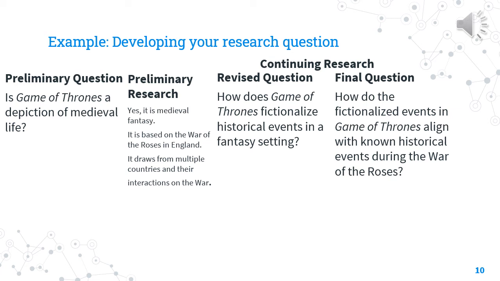After exploring a variety of sources and information through my continuing research, my question continues to evolve. At the end, the question that I really want to answer is, how do the fictionalized events in Game of Thrones align with what is known of the historical events of the War of the Roses? In essence, I want to be able to figure out, how does this fictional story match with the historical period, and how are they actually shown through this fictional fantasy setting?